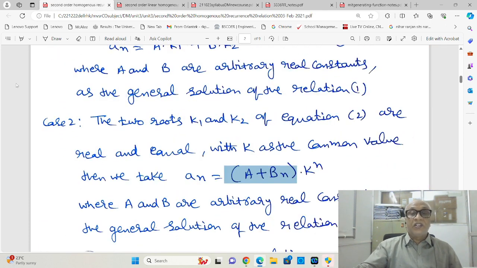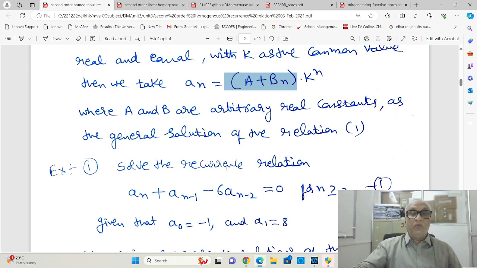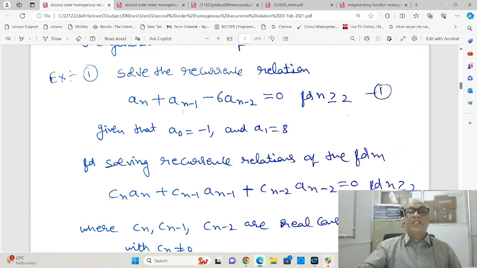So now let us try to understand the problems. Let us say you get this problem in the exam. What is it saying? There is a recurrence relation that needs to be solved, which means we need to find the solution for the recurrence relation. The recurrence relation given in the question is an plus an minus 1 minus 6 an minus 2 equal to 0. And what is given? a0 equal to minus 1, a1 equal to 8.